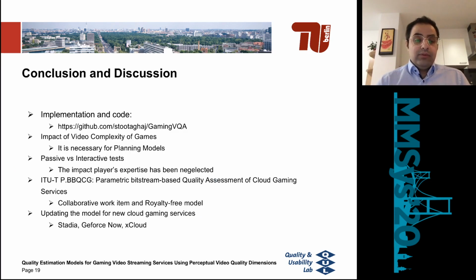And next we will just conclude this paper. First of all, you can find the implementation code on my GitHub. It's very important to talk about video complexity, especially for planning models and opinion models. You cannot come up with a good model without considering the complexity of the games. And next is the passive versus interactive test. There is also a discussion in the paper. You can have a look at why we use a passive test and whether we can replace that or not.